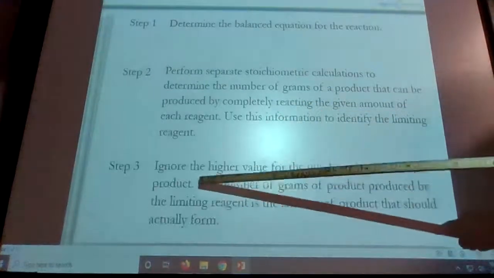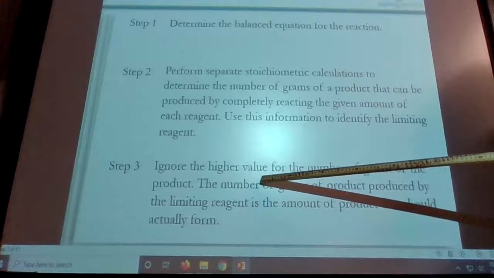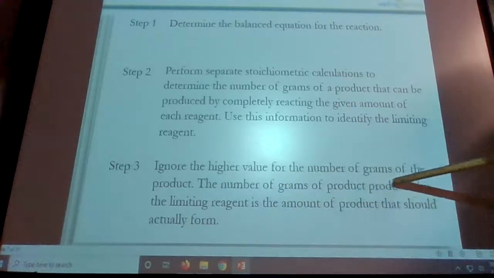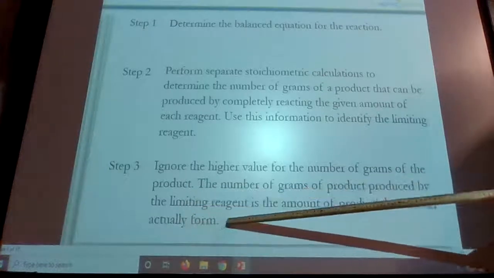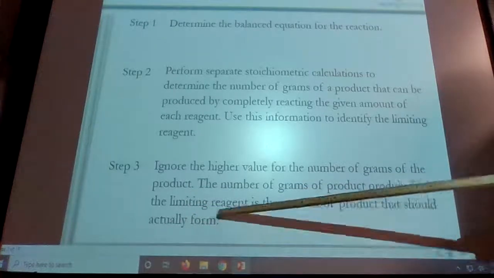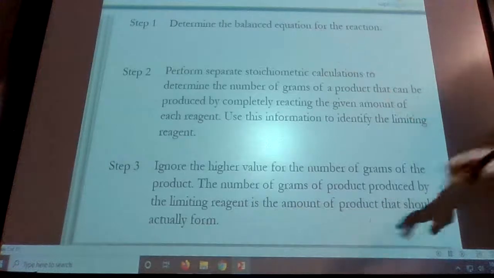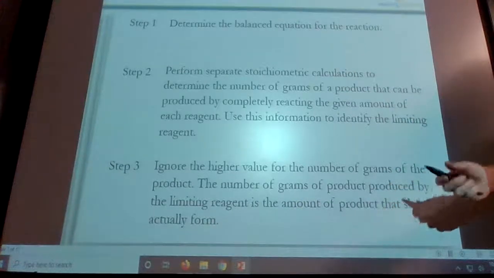And then step 3, ignore the higher value, only take the lower value. The number of grams of the product produced by the limiting reagent is the amount of the product that should actually form. So you want the lowest answer. That's going to be your final answer.